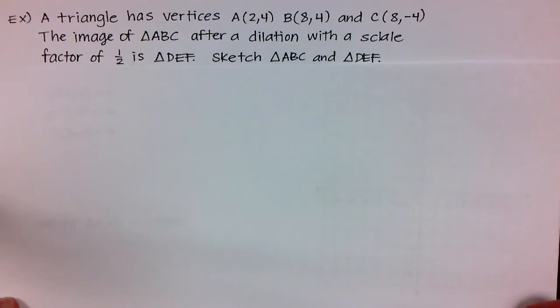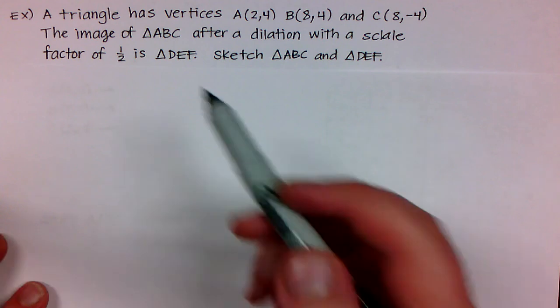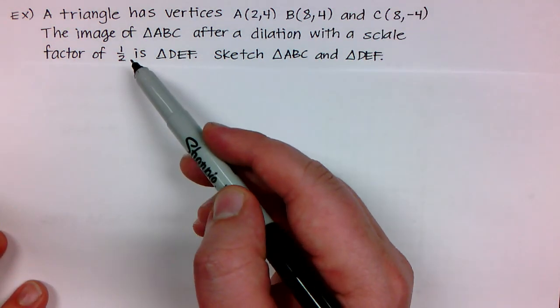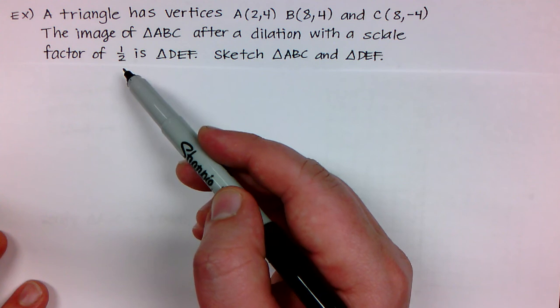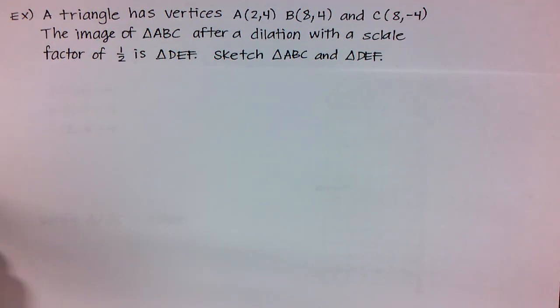Okay, we're starting out with a triangle that has vertices A at 2, 4, B at 8, 4, and C at 8, -4. We're told that the image of triangle ABC after dilation with a scale factor of 1/2 is going to be called triangle DEF, and it wants us to sketch both of these triangles. So let's notice that the scale factor is 1/2, which means since it is between 0 and 1, it's going to be a reduction, it's going to shrink.